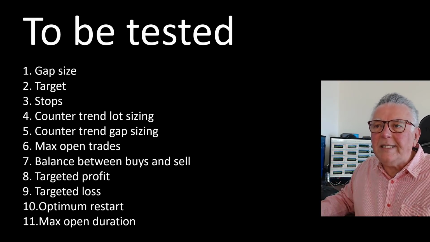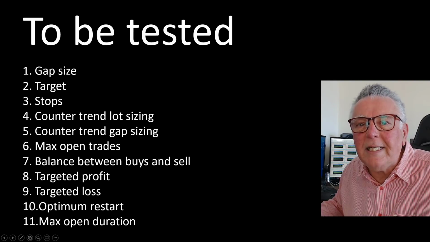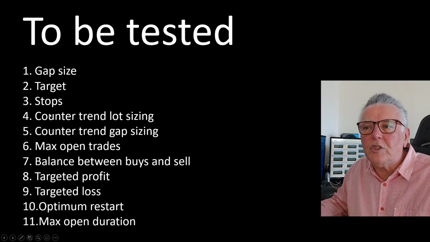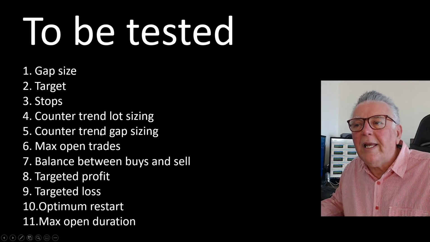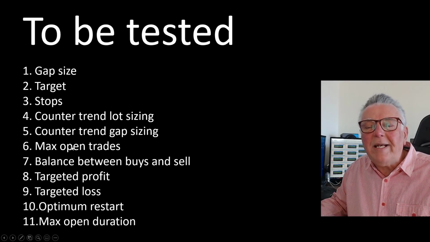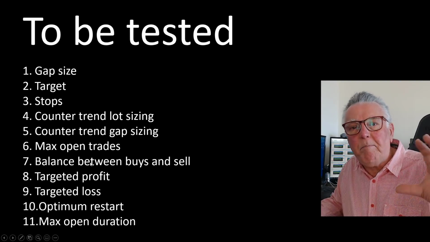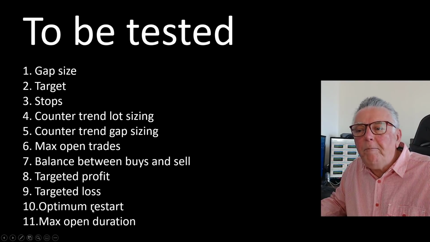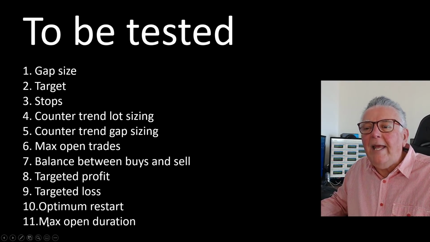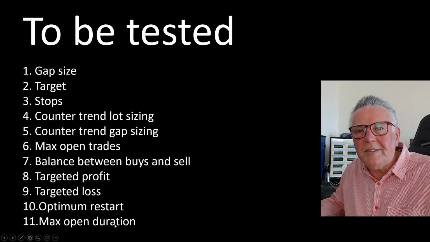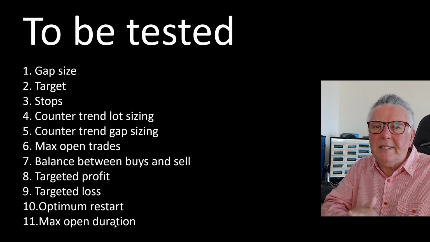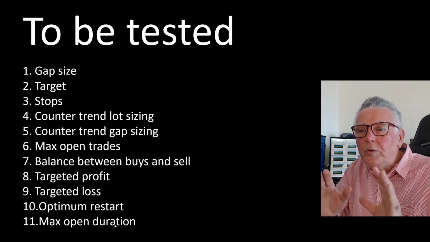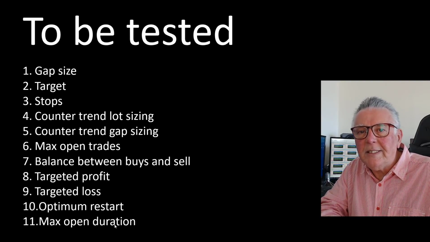It has a number of settings, and the settings that we're going to be testing in this video are the gap size settings, the target, the stop, the counter trend lot sizing, counter trend gap sizing, the maximum open trades, the balance between buys and sells, the targeted profit, the targeted loss, the optimum restart setting, and then the maximum open duration setting. Those are the major settings for the GTM, and we're going to be testing them one by one to see which ones of those are the most important settings.